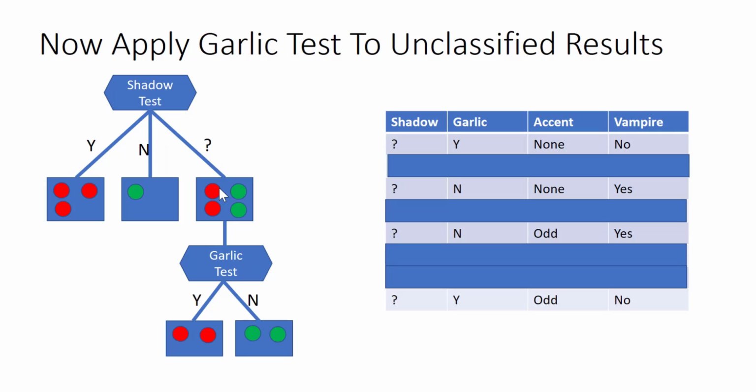So the amount of disorder gives us a very good test for which of these, the shadow test, garlic test, or accent test, we should apply first, and then which we should apply second. Okay, so it is important to understand that we now have a metric for deciding exactly what test to apply.